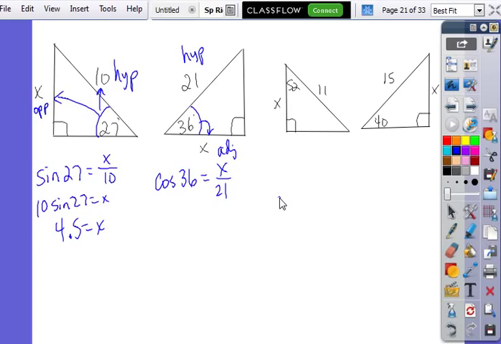21 times cosine of 36, and we get 16.98. So if it's 16.98, we're going to say 17 when we round.